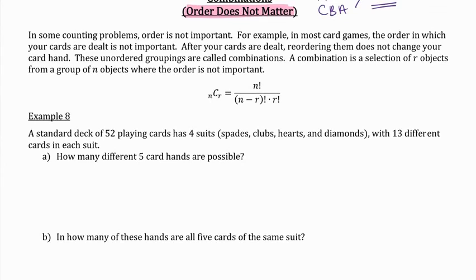The cards are a big thing. If you get a hand of cards, and let's say you got an ace, a 3, a 5, and a 6, that's the same as having 6, 3, 5, and ace. I can change the order around. These are the same hand of cards. They're just in a different order.